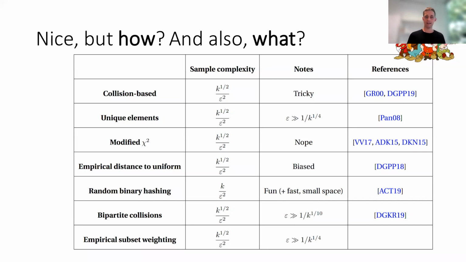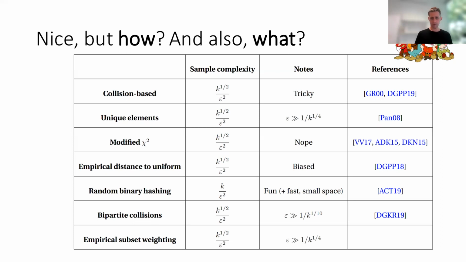Then there's another one called random binary hashing. I really like this one. That's why I put its fun in the notes. It has some big advantages: it requires very little memory, and it's really fast. There's one big disadvantage, though. It doesn't achieve the optimal sample complexity. You can see that it achieves k instead of square root k. But if you're mostly concerned about the memory use, for example, or some other applications, this is great.